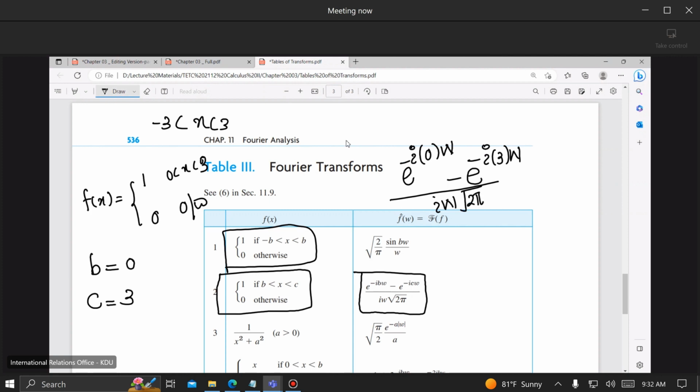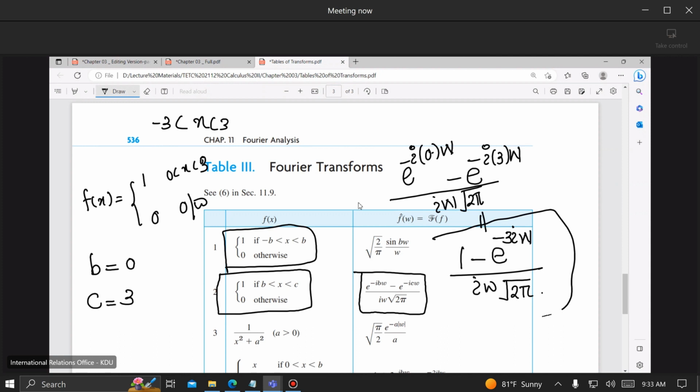Then here we get e to the power i times 0 times w. What is the product of all this? e to the power 0. What is e to the power 0? Any number to the power zero is 1. It's 1. So we can write the answer as 1 minus e to the power minus 3iw over iw times square root of 2 pi. So this should be the Fourier transform of this function.